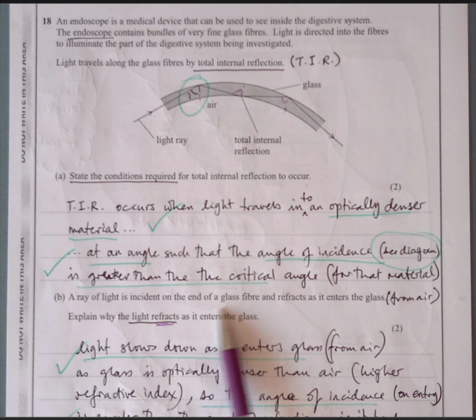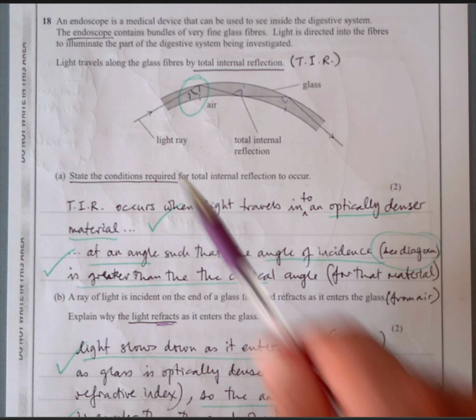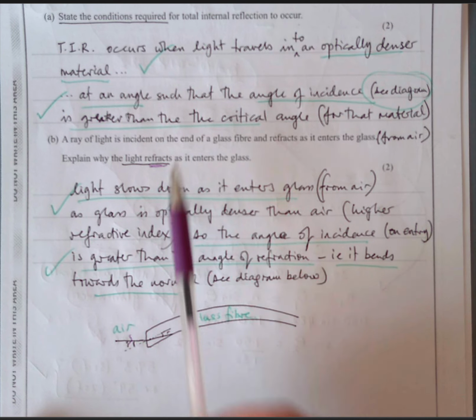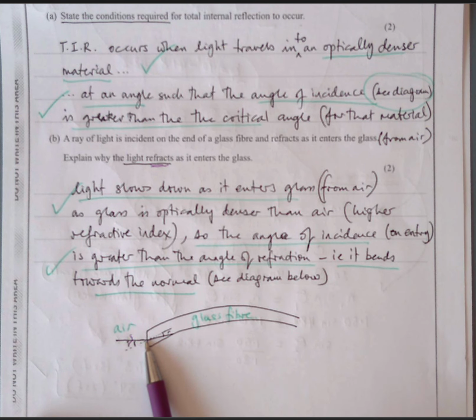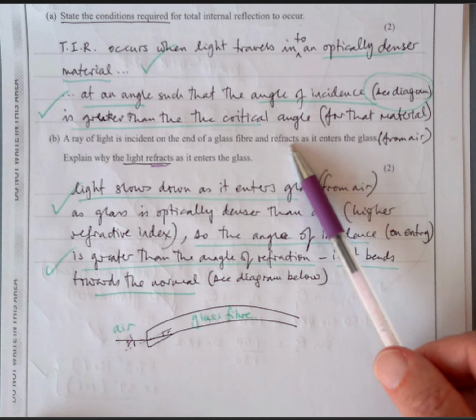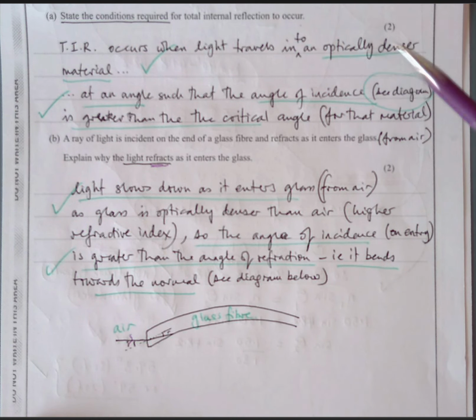Second part: a ray of light is incident on the end of the glass fiber and refracts as it enters the glass. I've drawn the diagram again at the bottom to show you it entering at an angle. The one they've drawn seems to be going in without deviation. So a ray of light enters the glass, I've drawn it at an angle. If this angle is at a specific number of degrees to the normal, then it's going to bend towards the normal. Now I want to talk about refraction. The first part was about total internal reflection.